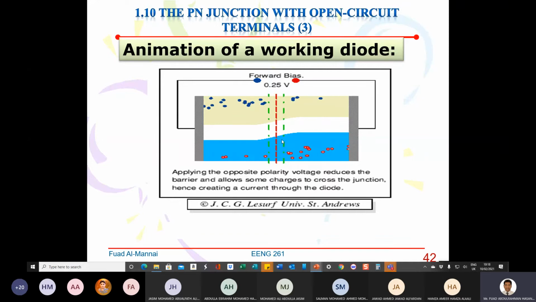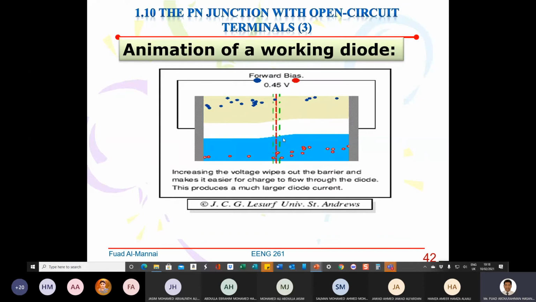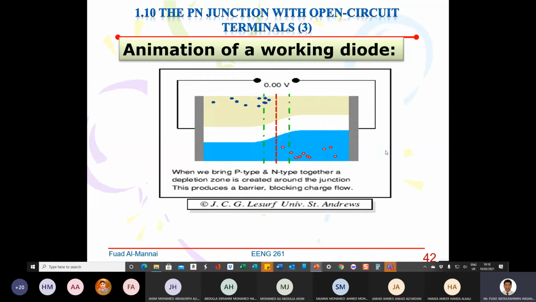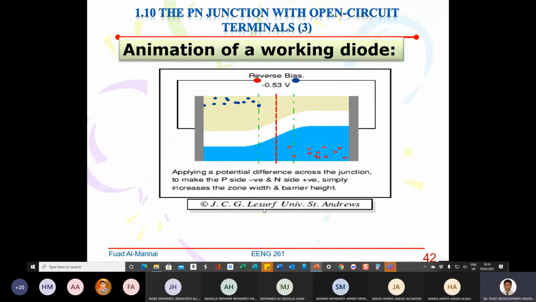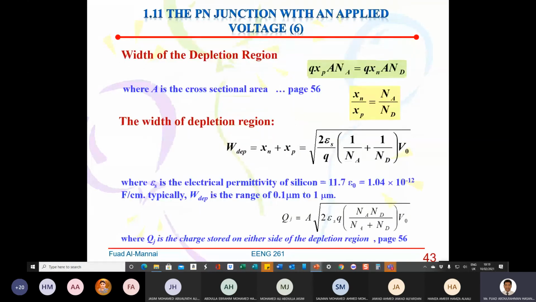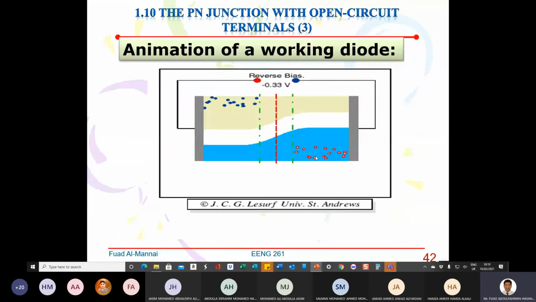Okay, look at this. The depletion region is gone now. Now it is on, and you will have a current flow. This is from Lucerf University, something like that. Any questions? All right.